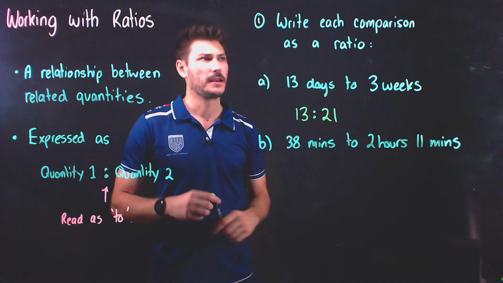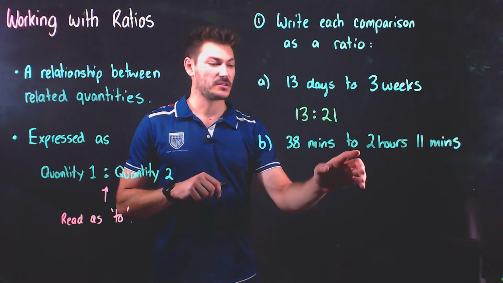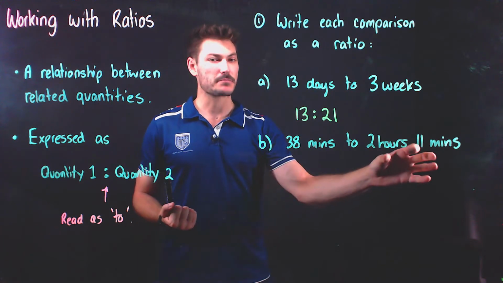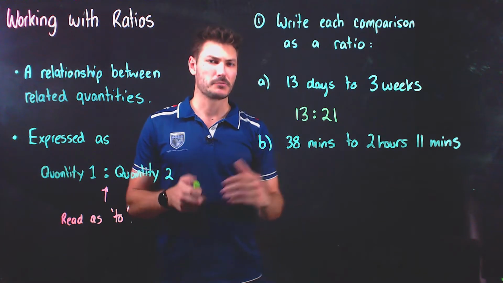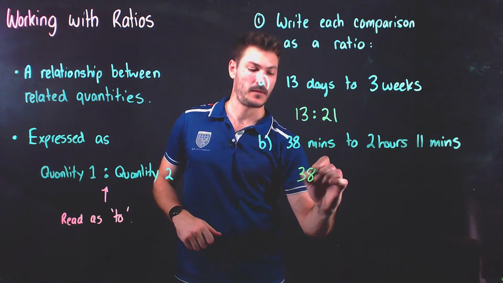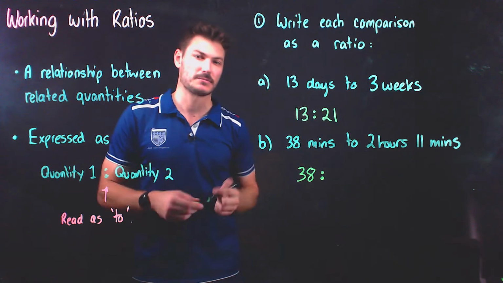The second question, when we're writing each comparison as a ratio, is 38 minutes to 2 hours and 11 minutes. So again, I'm going to take the bigger unit of time and convert it to the smaller one so I don't have a decimal. So this 38 is going to stay, the 38 minutes, and I need to turn this hours and minutes into just minutes.